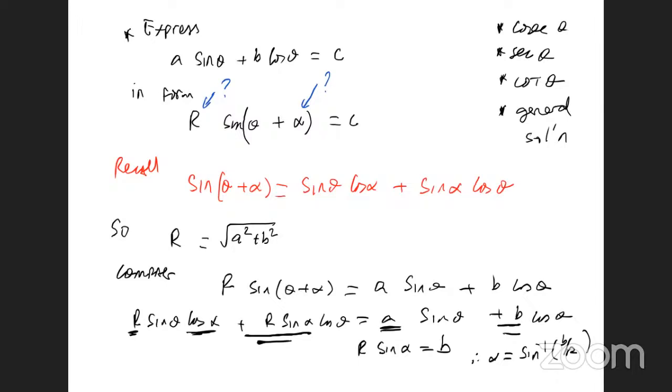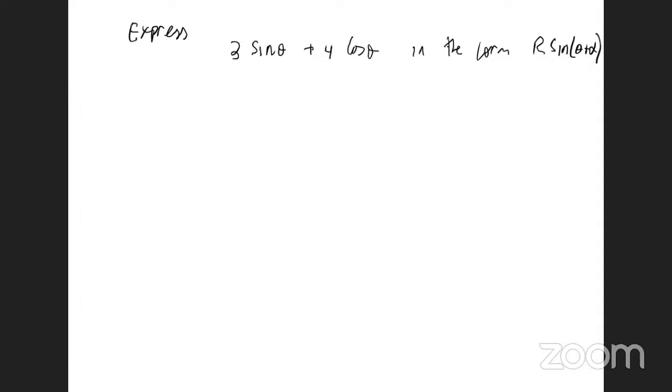All right, let's go. Express 3 sine theta plus 4 cos theta in the form R sine theta plus alpha.